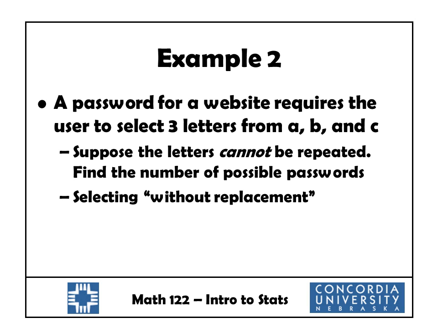Now example 2, we're going to look at a variation of this. Again, we're going to choose 3 letters from A, B, and C, but suppose the letters cannot be repeated. Find the number of possible passwords. We could think of this as though we're selecting without replacement. So I select one letter from A, B, and C, and then I do not replace that letter, and I select one from the remaining 2, and then I select a third letter from the remaining 1.